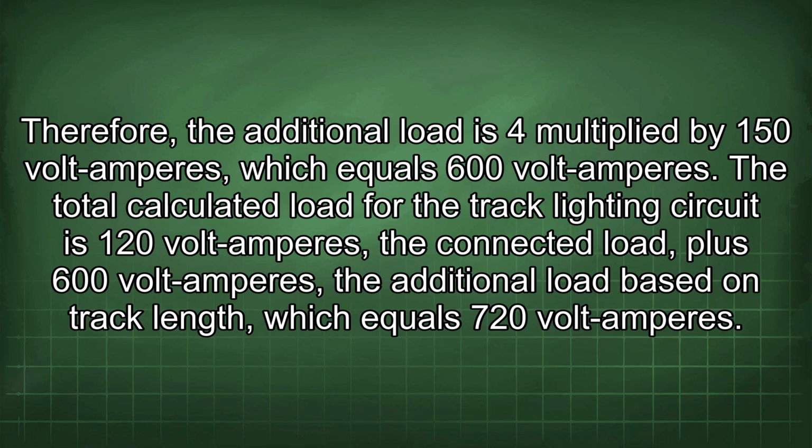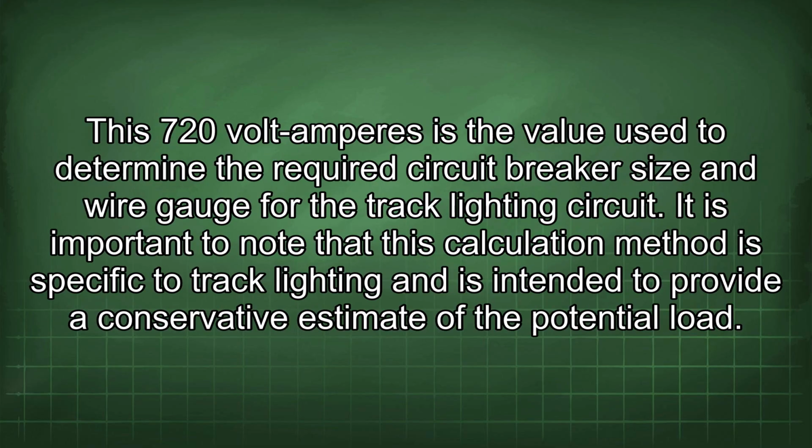The total calculated load for the track lighting circuit is 120 volt-amperes, the connected load, plus 600 volt-amperes, the additional load based on track length, which equals 720 volt-amperes. This 720 volt-amperes is the value used to determine the required circuit breaker size and wire gauge for the track lighting circuit.